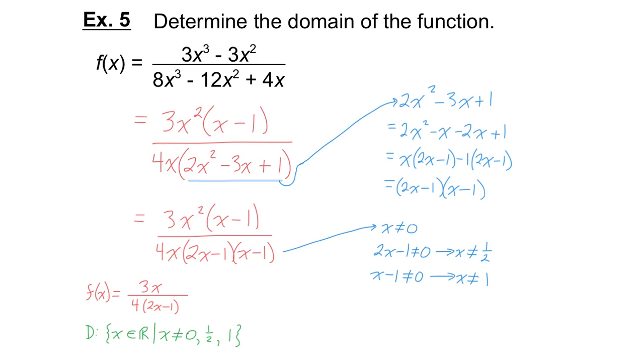I still have an x on the numerator that remains there, but this one is gone. So this is the simplified form of the function: f of x equals 3x over 4 times 2x minus 1. And I already figured out my restrictions earlier, so now when I write the domain, because that's what I was asked to find, the domain is, well, x can be any number. x is an element of the real numbers. However, x cannot equal 0, 1 over 2, or 1. So that's how I would write the domain for this function.